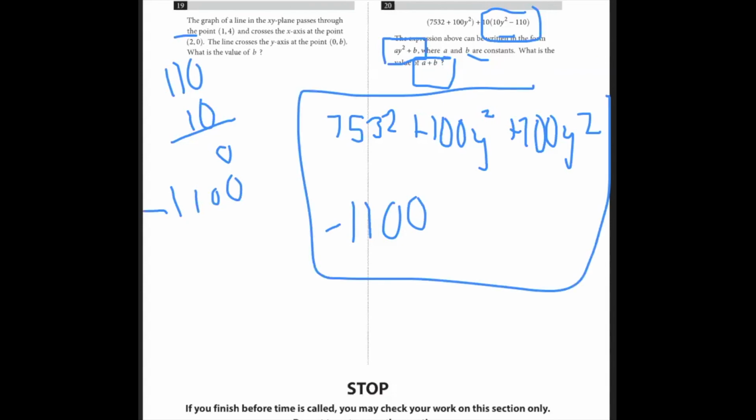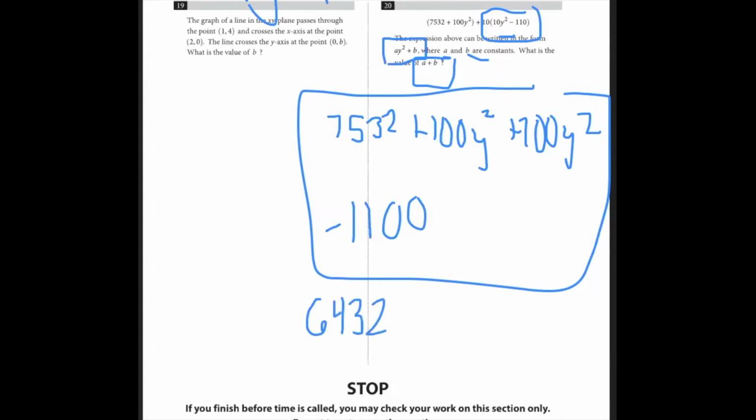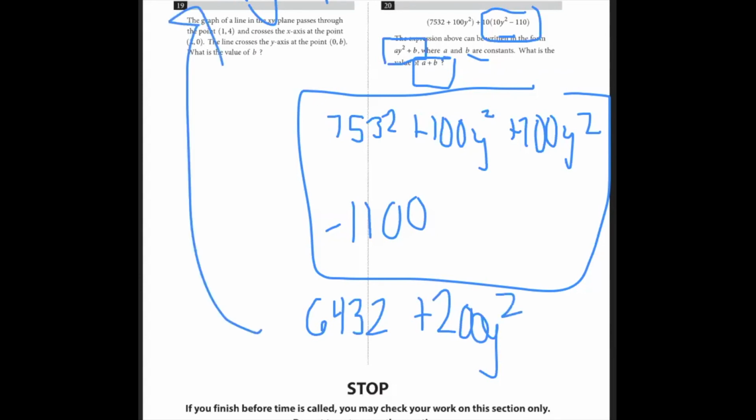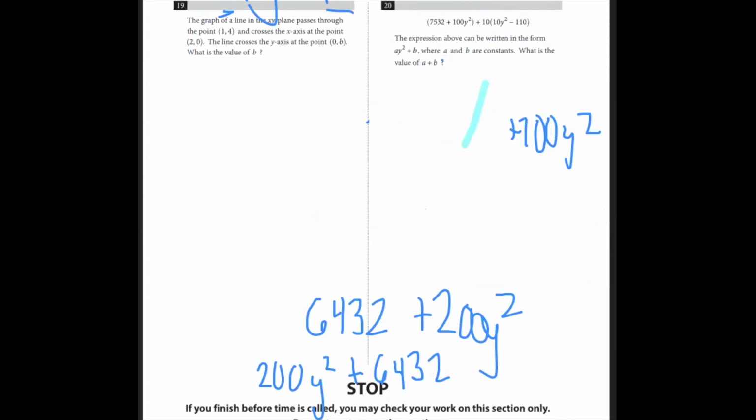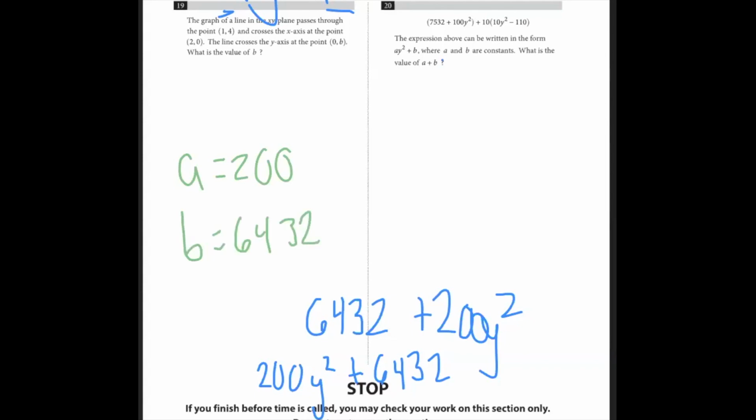At this point, now it's about combining like terms and putting it in the format they want, which is ay squared plus b. I'll write it at the top. So when you combine like terms, and you can just do it in your head, it should be 6,432, and there should be a 200y squared. And to put it into a format more similar to that, I'll put the 200y squared in the front and the 6,432 on the right. So now it's easy to determine what a and b are. It's just about matching them up. So now it's easy to see that a is 200 and b is 6,432.